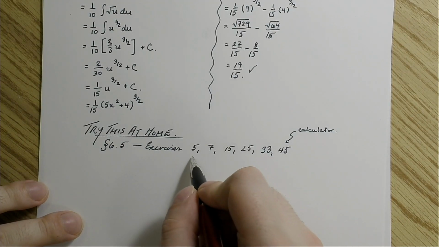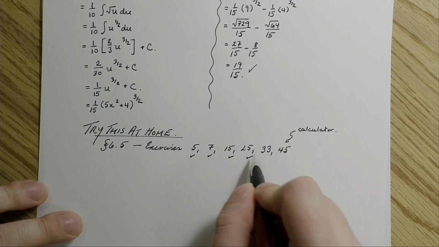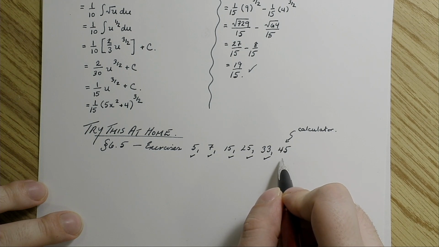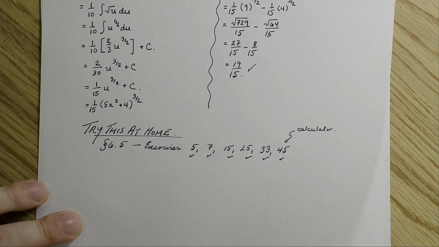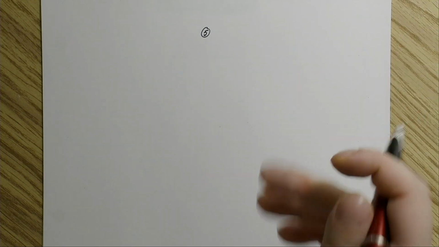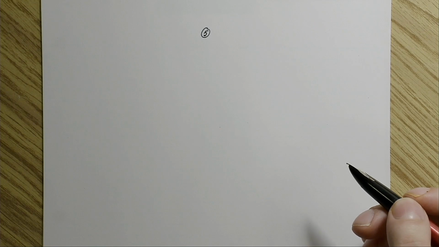So for number 45. So we've done 5, 7, 15, 25, 30, 33, and we need to do 45 now. This one required a calculator. They said the temperature in Fahrenheit in Boston over a 12-hour period on a certain December day was given by this formula.